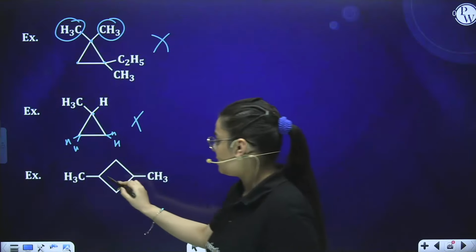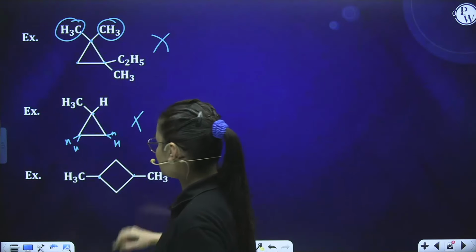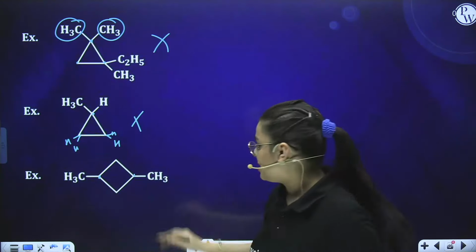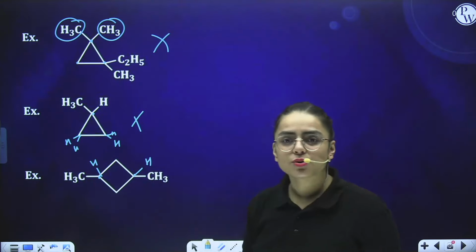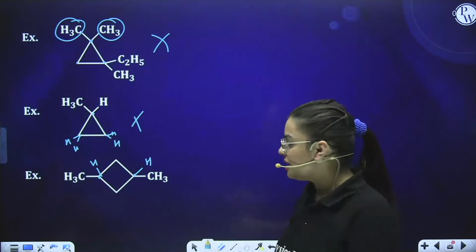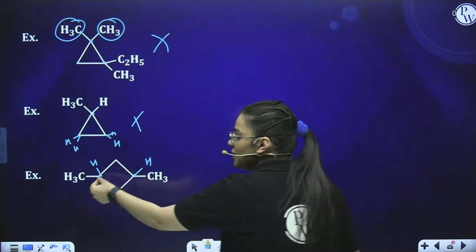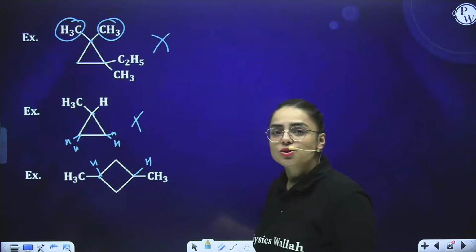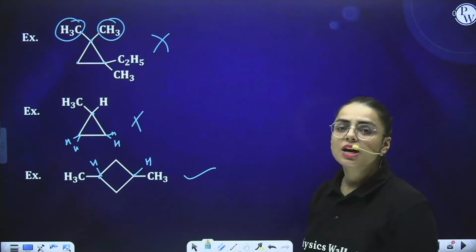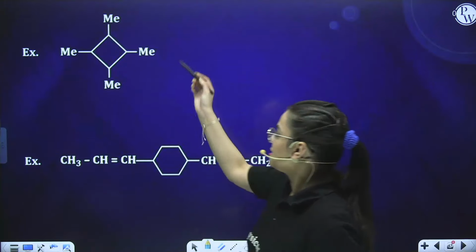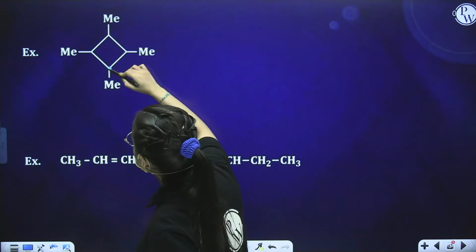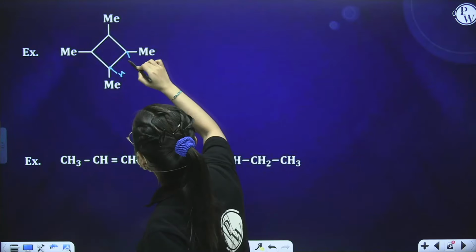If I see here, it is sp3 hybridized, it is disubstituted. You will say, how, ma'am? See, one is CH3 group, another is hydrogen. You have to consider individually. So individually it has hydrogen and CH3, it has individually hydrogen and CH3. So yes, here geometrical isomerism is possible. Clear, students? Now let us see more cases over here. Now see this case again. This contains methyl, one hydrogen. This contains methyl, one hydrogen.